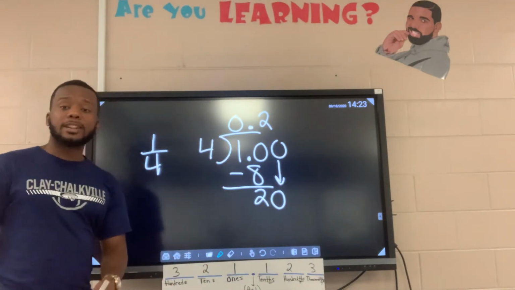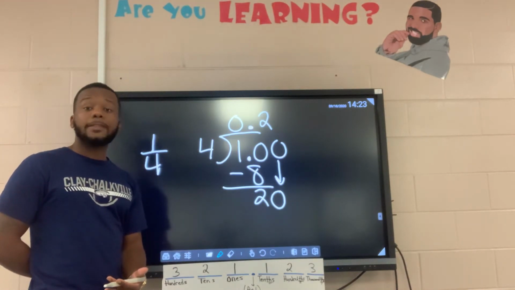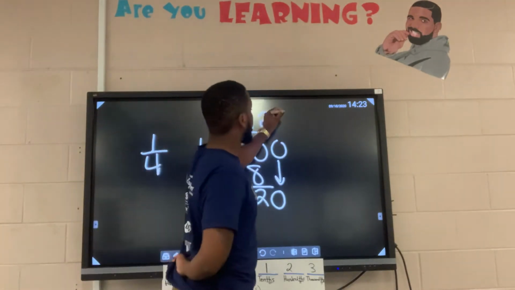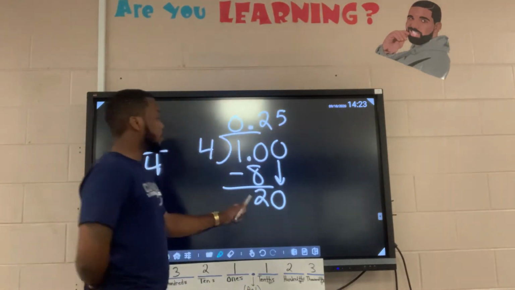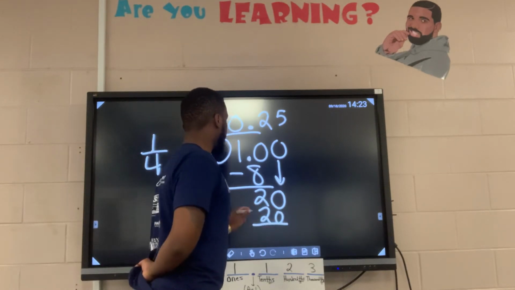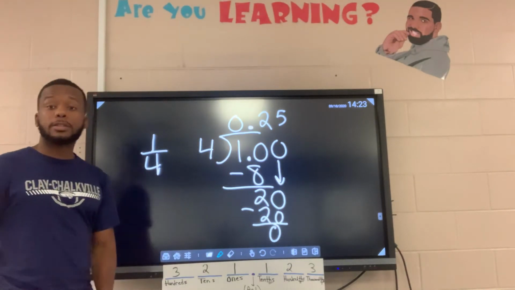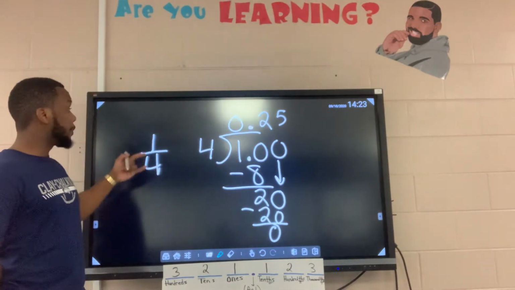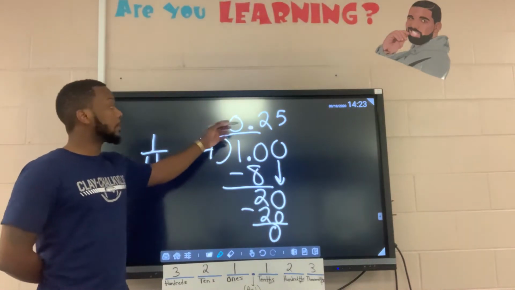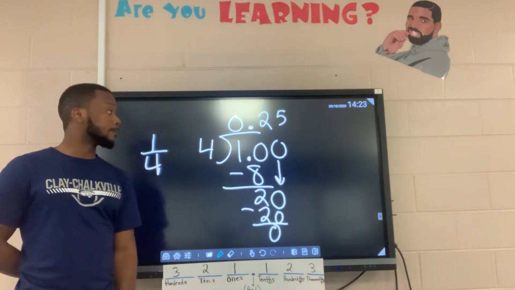Now I'm going to ask myself, well, how many times can 4 go into 20? And that answer will be 5. Because 4 times 5 will give me 20. And when I subtract, I no longer have a remainder. So when we convert 1/4 into a decimal, that decimal will be 0 and 25 hundredths.